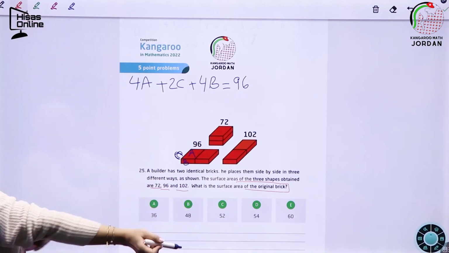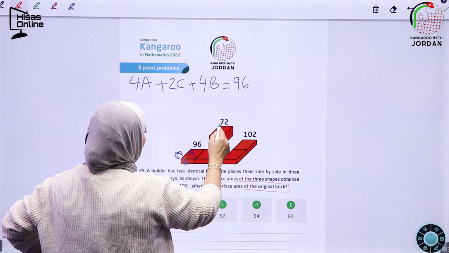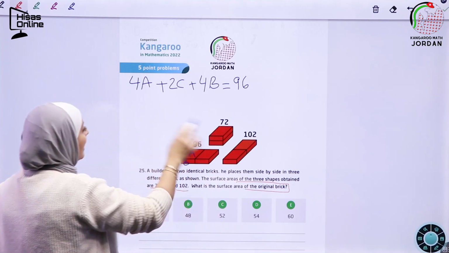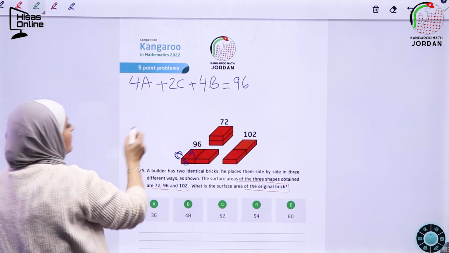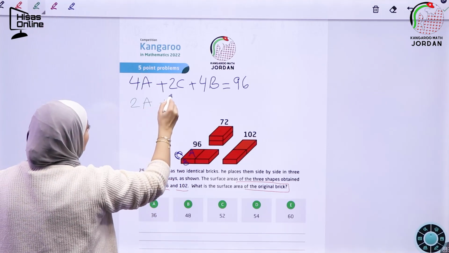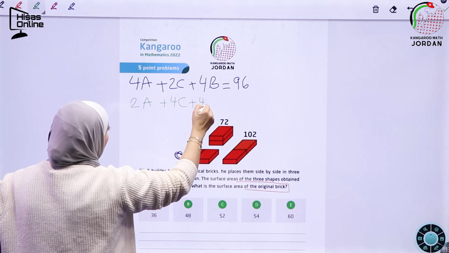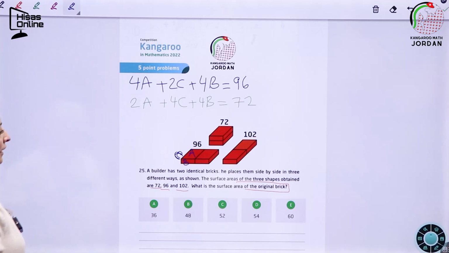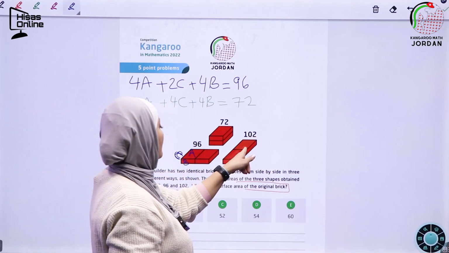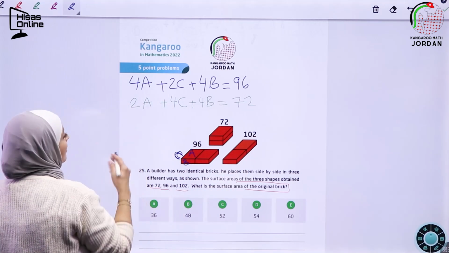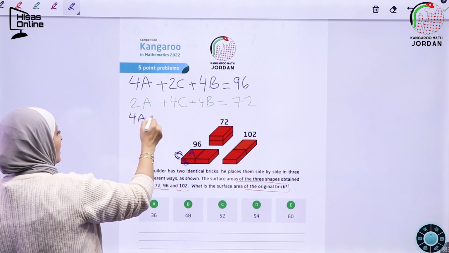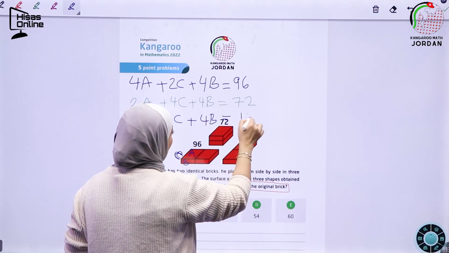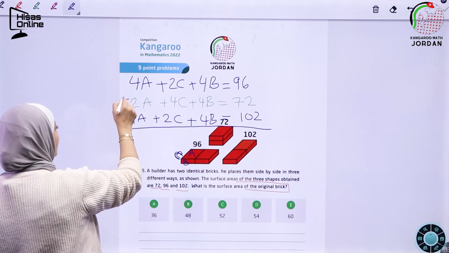Yeah. In the 72, we have A, which is 1, 2. So 2A and everything else is full. So we will say it's 2A plus 4C plus 4B equals 72. And here we go. We have the C here. This time is less, so we have 4A plus 2C plus 4B equals 102. Right. Let's add everything together.